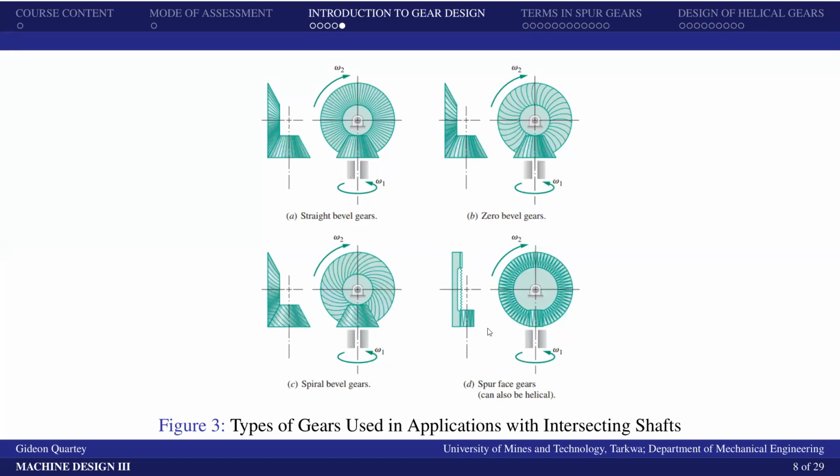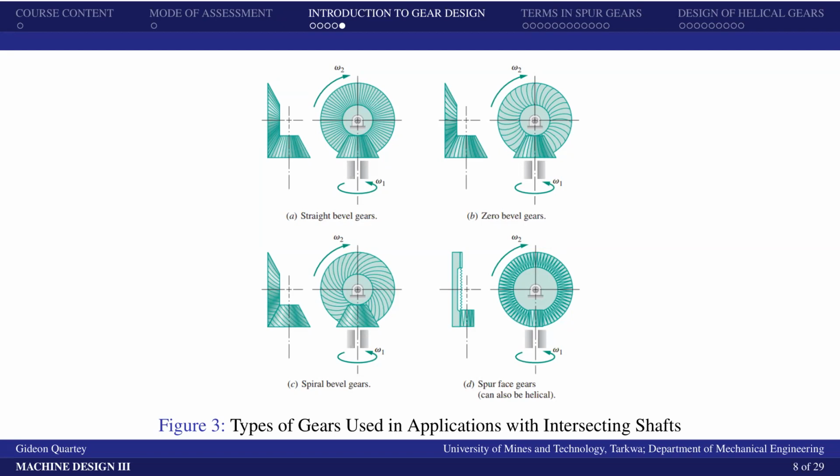Then the shafts are intersecting at a certain angle, but they are intersecting. That is what we need to note. Then it could also be helical in shape. In such a case, we'll have the gear teeth inclined at a certain angle to the face of the gear. Then in such a case, it's not spur face, but it should be the helical face gears.